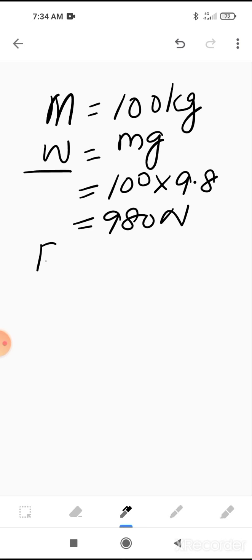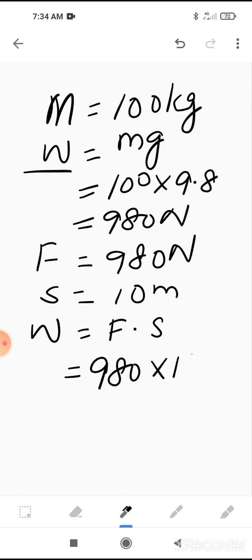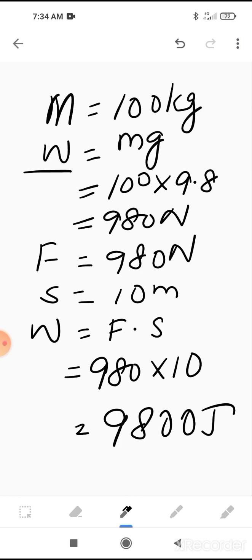So to lift that water, force required is equal to the weight. That is 980 Newton. And the displacement is 10 meter. So the work is F into S, that is 980 into 10. 9800 joule is the work done.